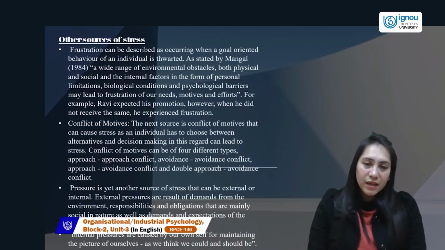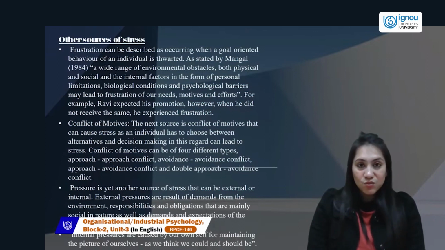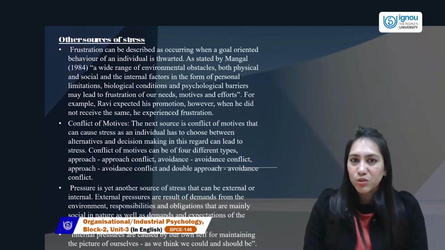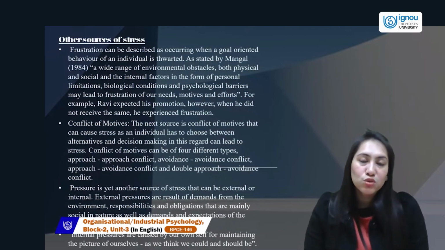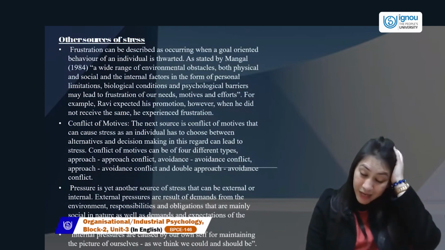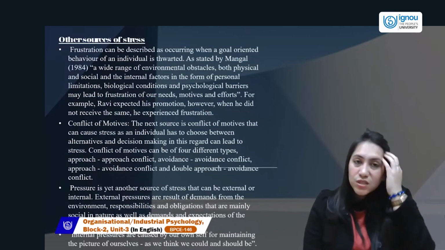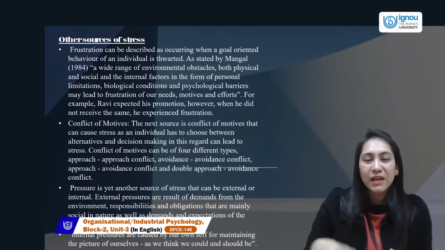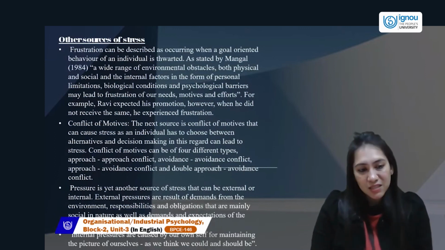Then pressure is again a thing which causes us stress, which is internal pressure, your own demands from yourself that I must perform well. This actually puts not only employees but students also under pressure. When students say that I have to perform this much, this is such a difficult thing when you pressurize yourself that I must do it. That irrationality does act as an internal pressure.